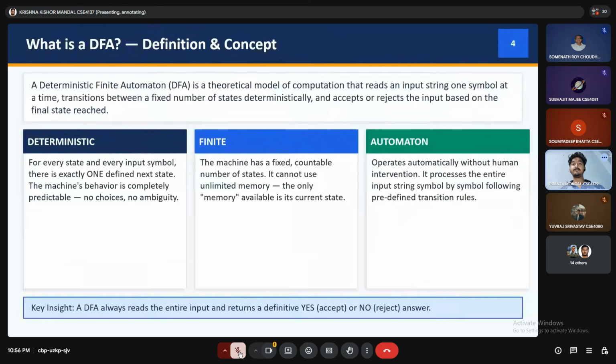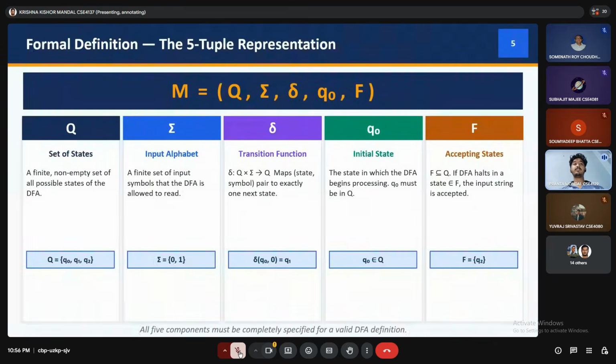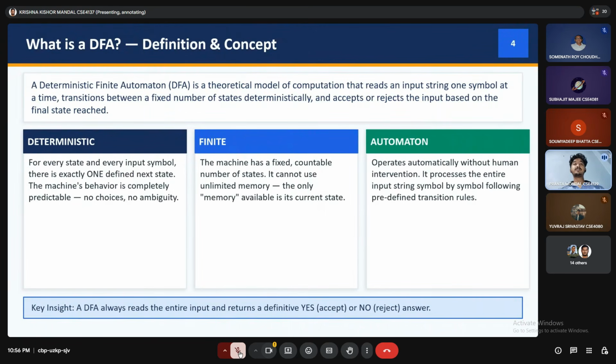Next, please. Now what is a DFA? A DFA is a model that reads an input string one symbol at a time and returns a definitive accept or reject answer. It is deterministic because every state and input has exactly one defined next step. There is no ambiguity. It is finite because it has a fixed number of states and cannot use unlimited memory. Essentially, it's an automatic processor following predefined rules. Next slide, please.